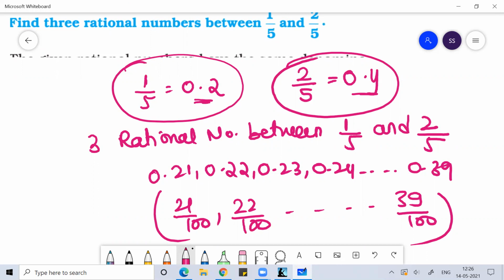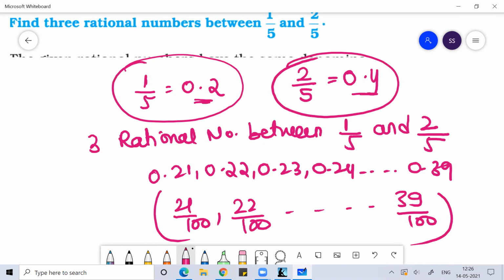Tanish, I'm asking you something. Any doubt? Sir, I'm just looking at the steps and I'm trying to understand. Okay, sir.